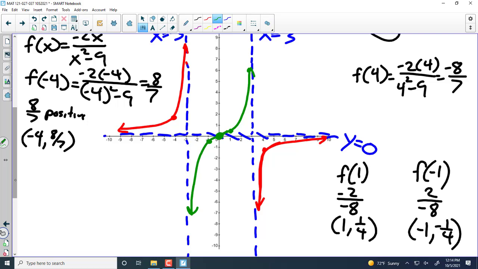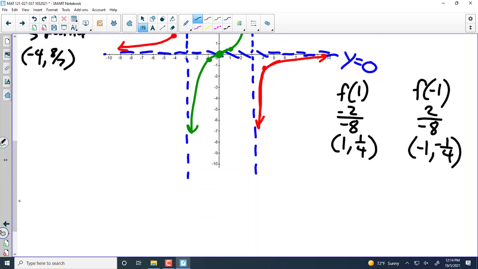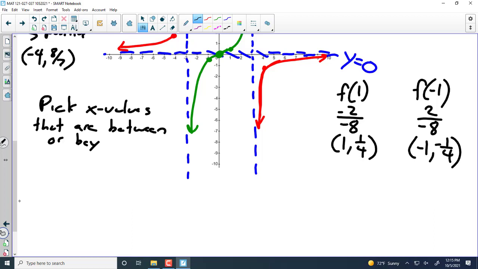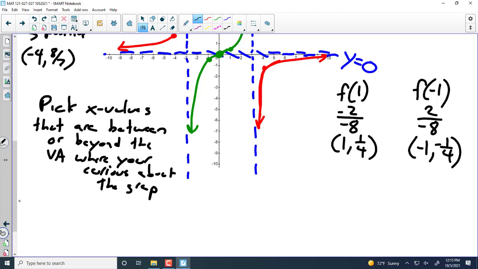No one said these were easy. They are tricky. So when you're picking your x values, pick x values that are between or beyond the vertical asymptotes where you're curious about the graph. That's the secret, everyone. You want to stay in the area where you're working.